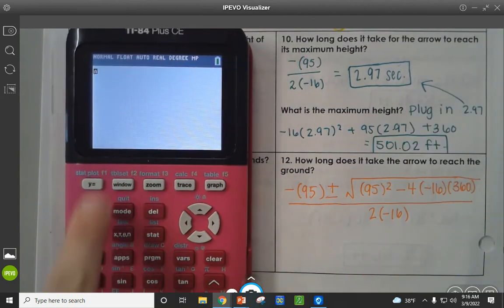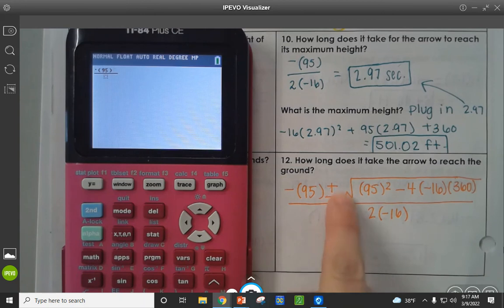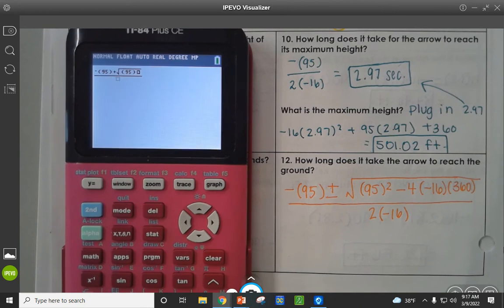All right. So I'm going to retype this. Use a plus one of the times. Use a minus the other time. So I've typed this in. Make sure that it matches what you wrote down. And you get negative 2.63.